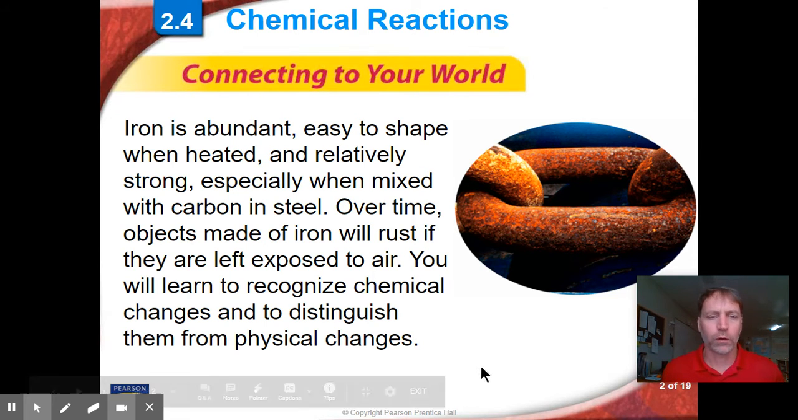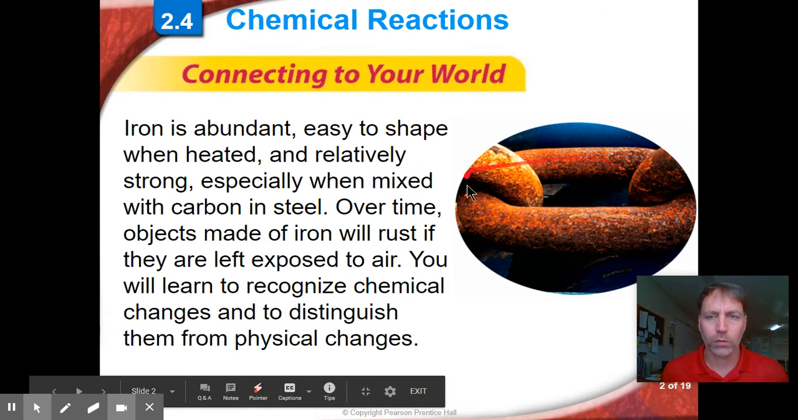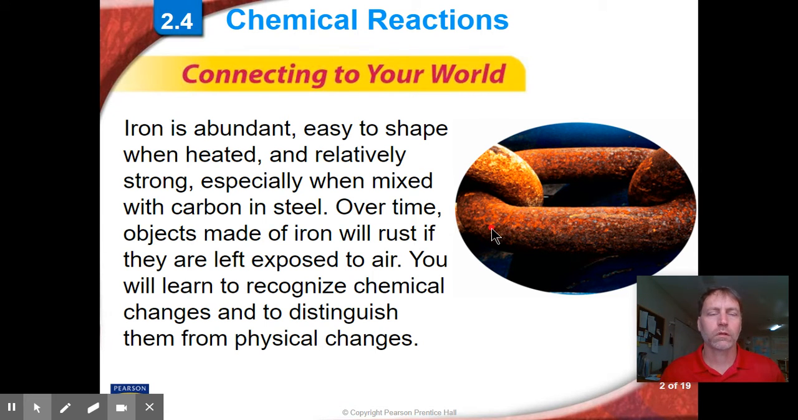So here we have some iron. Some of you are familiar with this. This is rust. When you leave iron exposed to the air long enough, it'll react with oxygen, called an oxidation reduction reaction. We'll talk about that much later this year. But rust forms, and you have a chemical change in the iron. The iron chemically changes to iron oxide, which is called rust. And it's an irreversible change. That's called a chemical change.